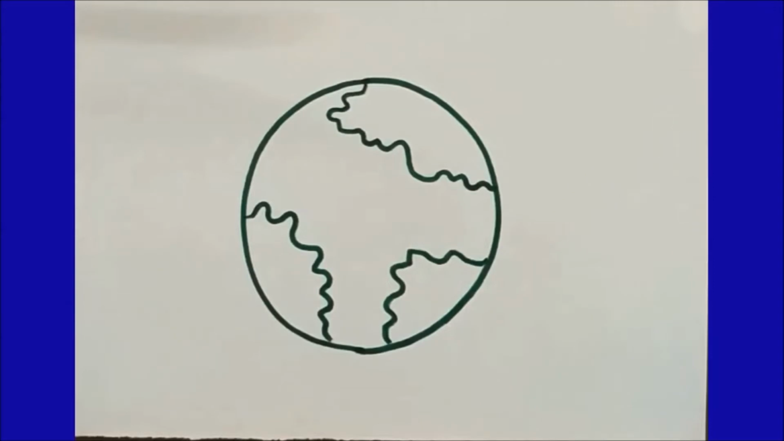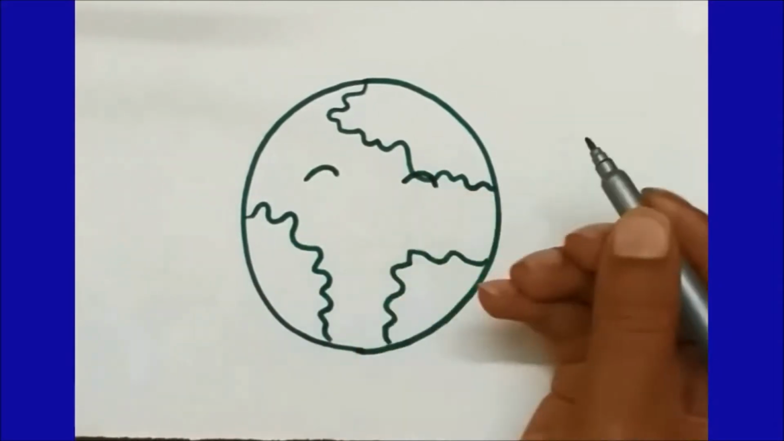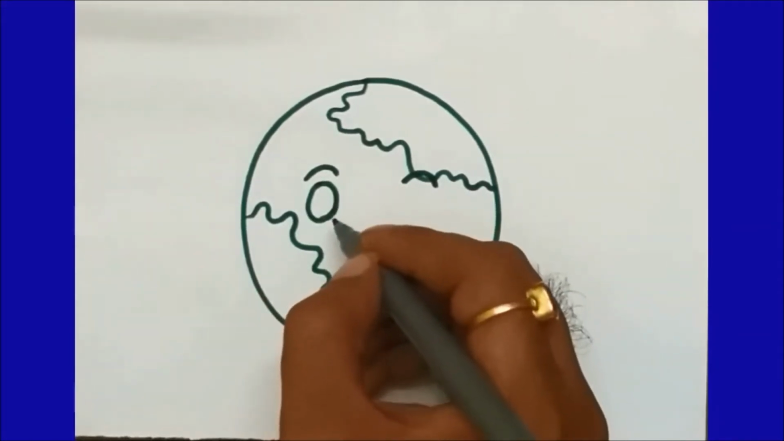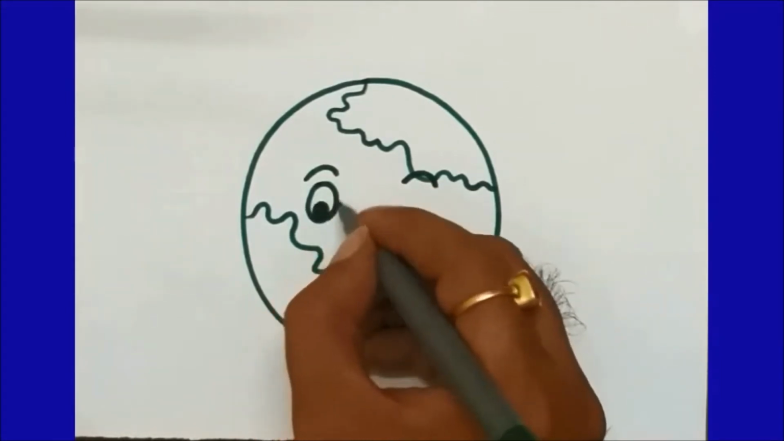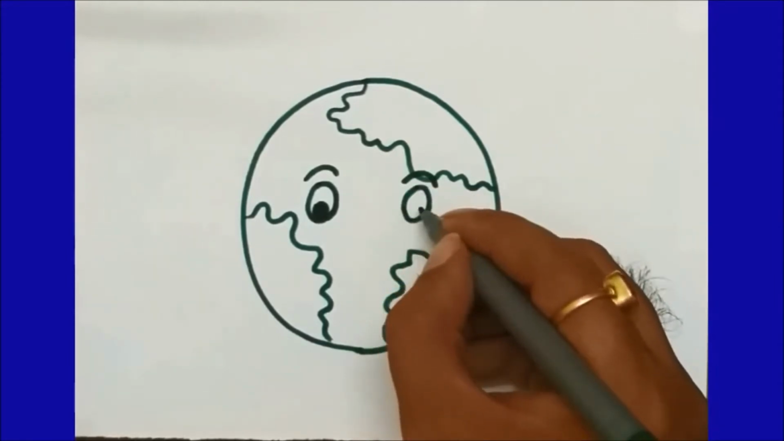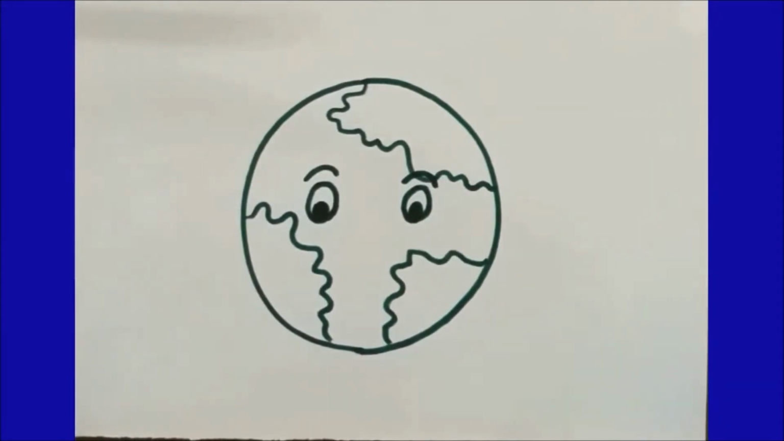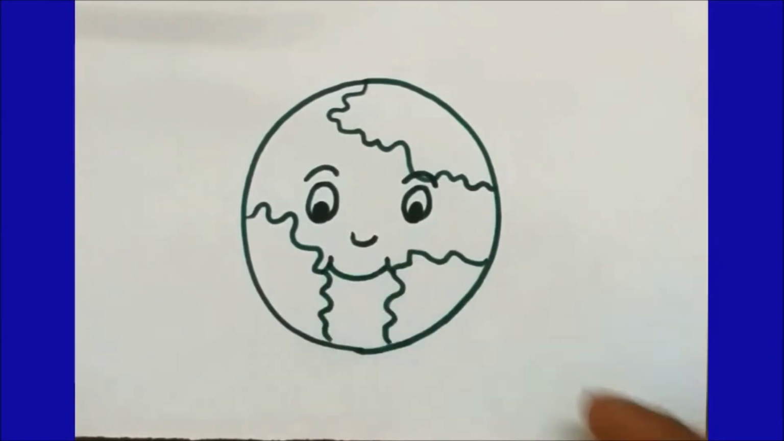Now I want to show a smiling earth. Here one curve. Here one more curve. Here a lens with an oval shape, and one more lens inside. This is an eye and this is a lens. Same thing here. One eye and one lens with the oval shape. One nose and one smile. It is a happy world.